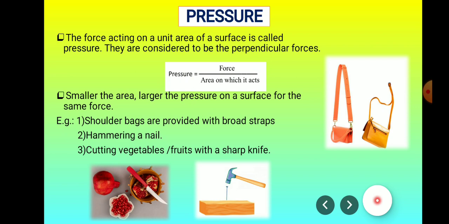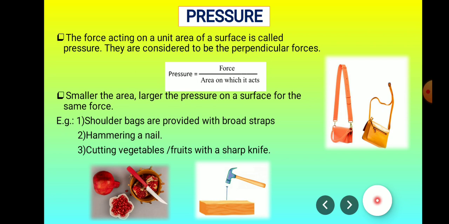If we look at this figure, in this picture there are two bags. One has a broad strap, meaning the area is more, so the pressure applied on our shoulder is less. In the other, the strap is thin, so the area is small and the pressure applied on our shoulder will be more. Smaller the area, larger the pressure on a surface for the same force.